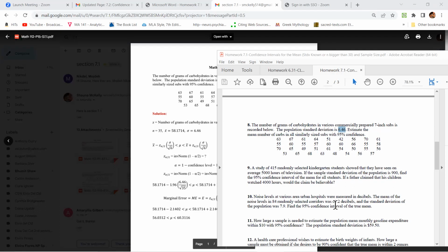It says the sample standard deviation here is 900, so we're going to use 900 for that. Find the 95% confidence interval for the mean of all students. So we find the interval, and then it asks us a question: if a father claimed that his children watched 4,000 hours, would the claim be believable? Well, let's see.